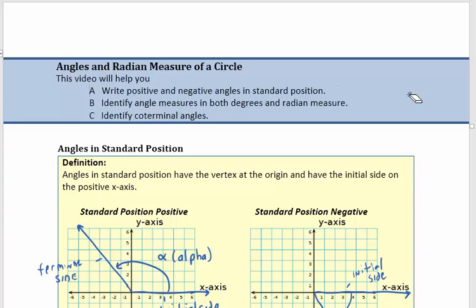Angles and radian measure of a circle. This video will help you write positive and negative angles in standard position, identify angle measures in both degrees and radian measure, and identify coterminal angles.